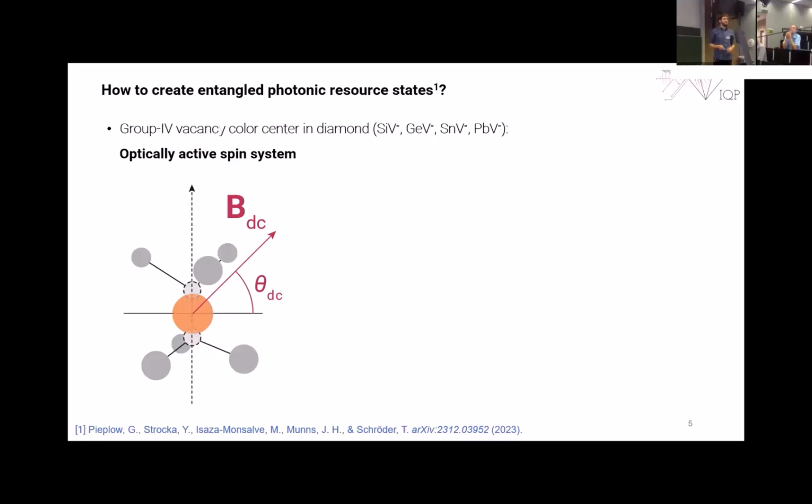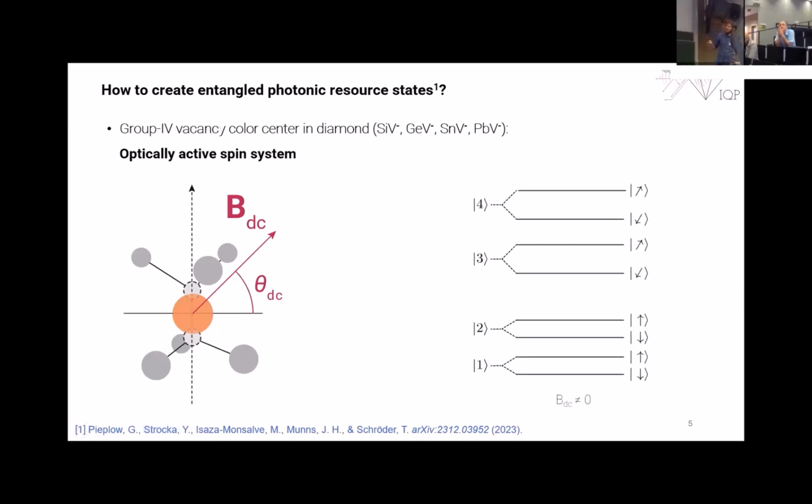So first, a very quick introduction to color centers in diamond for the non-experts. So this is a group 4 color center. Group 4 meaning group 4 elements in the periodic table. So this can be silicon, germanium, tin, or lead, for example. And these atoms sit at an interstitial site between two vacancies in the diamond lattice. And then, in the presence of a magnetic field or without, they have an atomic level structure. And this atomic level structure gives us optical transitions.